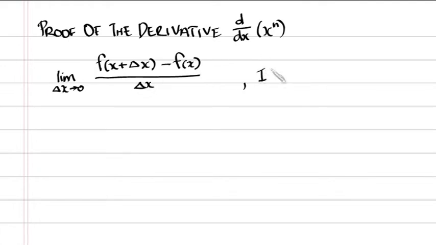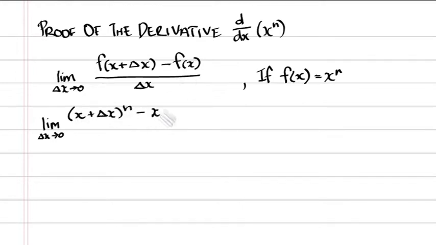If we replace f of x in this expression with f of x equals x to the power n, so we just replace that in our limit expression, we get this equal to the limit as delta x approaches 0 of x plus delta x to the power n minus x to the power n over delta x, just substituting x to the power n for f of x in our original expression.